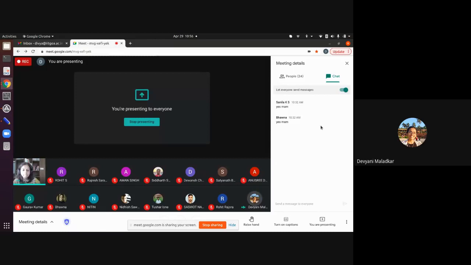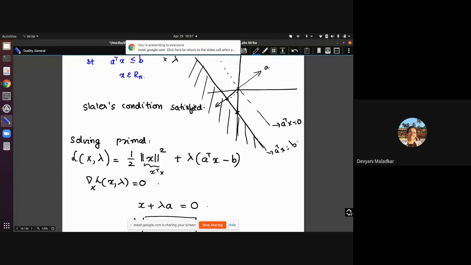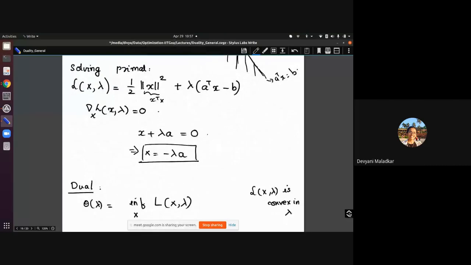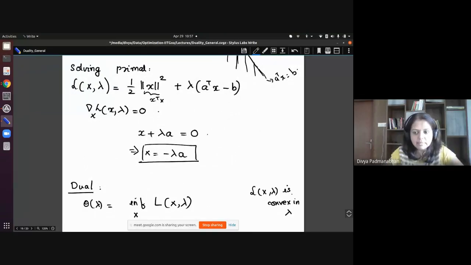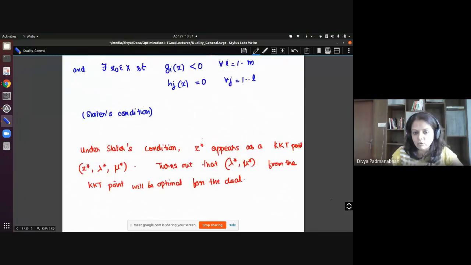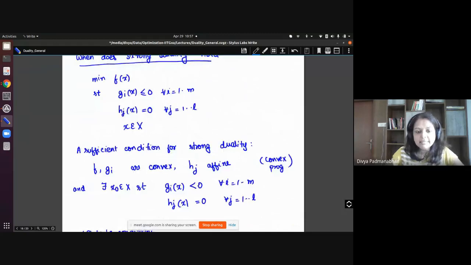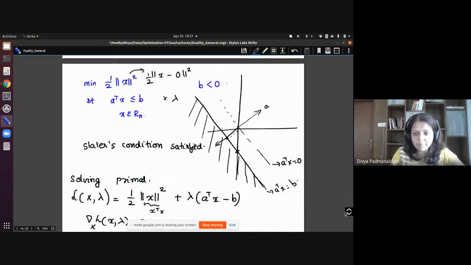Ma'am, I have a question. In Slater's condition, we had said that we wanted it interior, so g of x should be strictly less than 0. But here we're actually finding that the point is on the condition, so g is active. Then how are you saying that it's a Slater's point? Yeah, so one thing is this Slater's condition doesn't mean that it's for the optimum point. What Slater's condition is telling you is there is some point which lies in the interior. That may not be the optimum. So there is at least one point which lies in the interior, may or may not be optimum. If that is true, it means Slater's condition is satisfied.